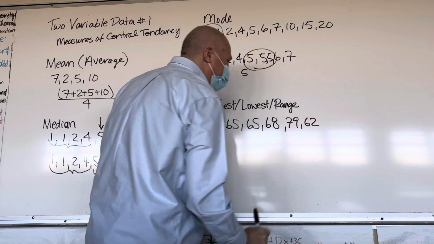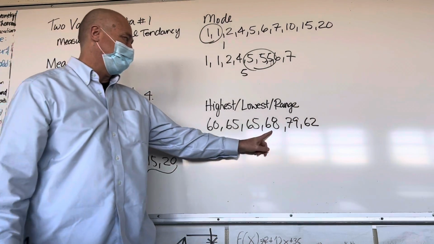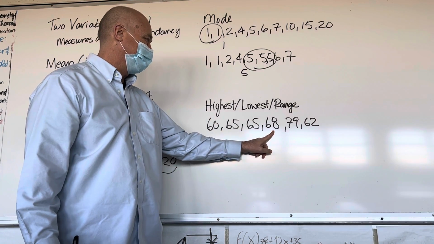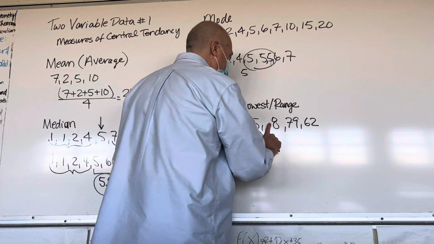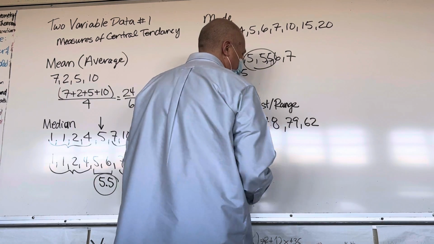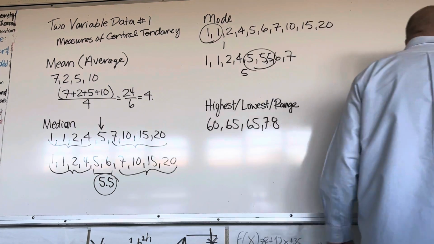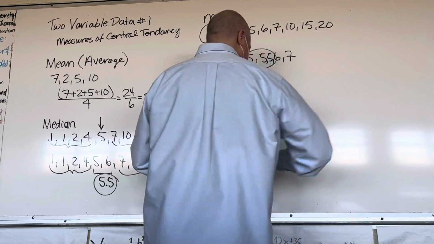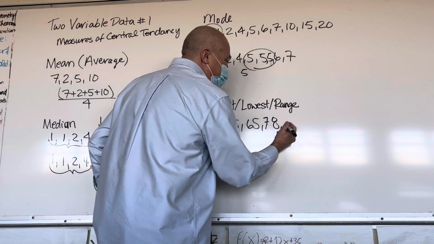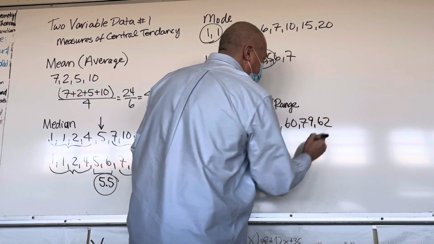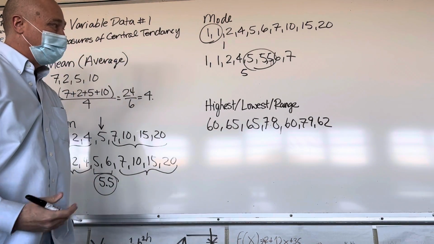Did I get that right? I lost track right here. Okay, 60, 65, 65, 78. Oh, 78, 60, huh? 79, and then 62. Not nearly as good as I need to be. Okay, so 78. Tell me after 78. 60, okay, 79, 62. Thank you so much. Okay, so lowest and highest.